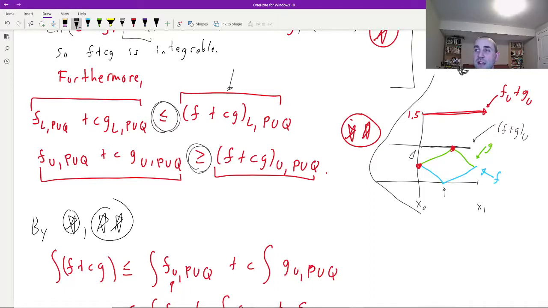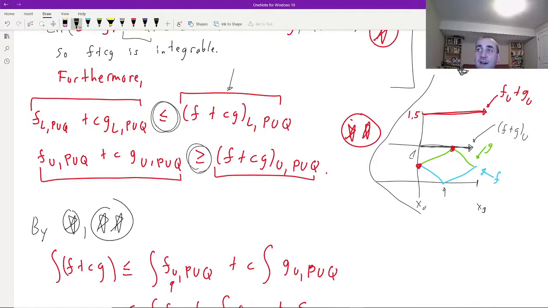Well, my function f plus my function g, when you add them up, you just get a constant line, which is this black curve here, which is f plus g. Now, if f plus g is constant, then obviously f plus g upper is also constant, right? For whatever part of the partition we happen to be picturing here.